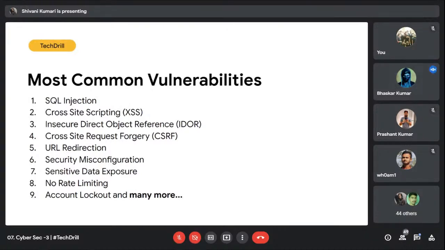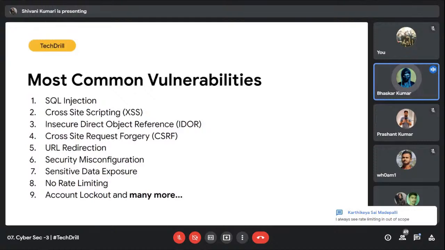So the last one is account lockout. Yeah, so account lockout. For example, I guess most of you have experienced it, or your friends have experienced it, on some social media website. Let's take the example of Facebook, right?